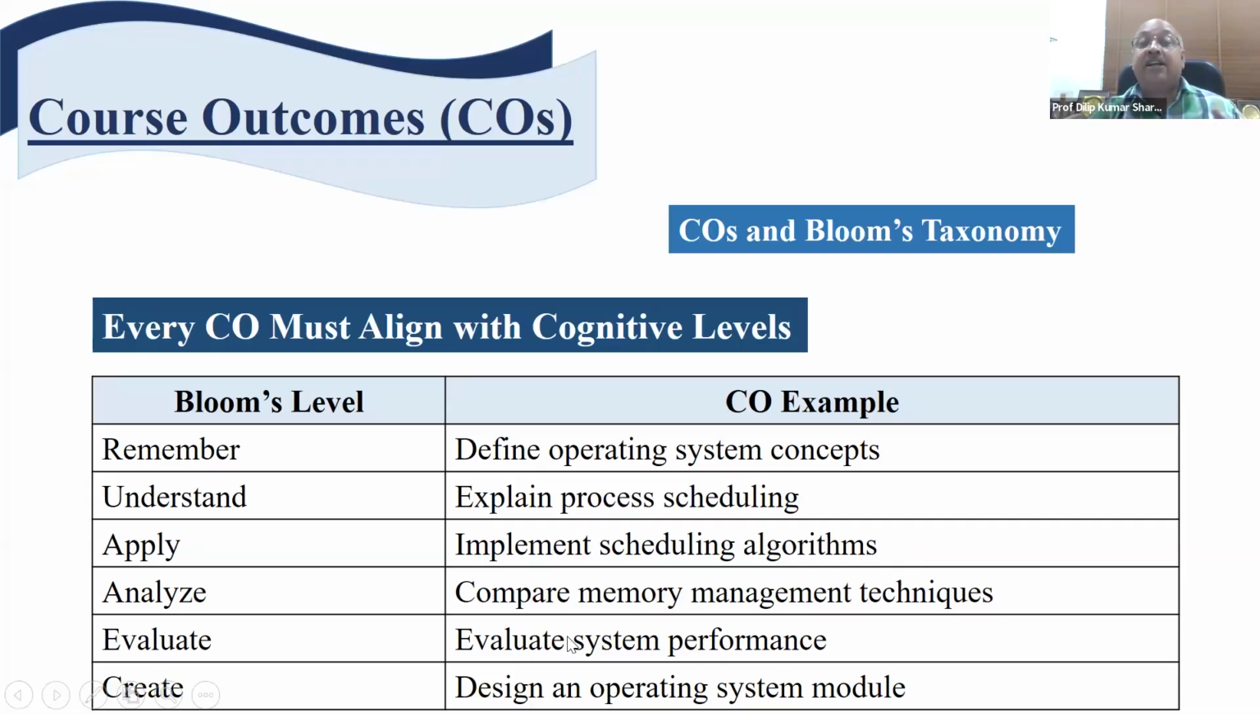Analyze is again a higher cognitive level: "Compare different types of memory management techniques." Then another higher level is evaluate: now you have to evaluate the system performance. Now the top level is create. Create is the applied one, like design an operating system module, design and develop something. That is the highest level of cognitive learning. So you can remember the Bloom's taxonomy levels: create, evaluate, analyze, apply, understand, and remember. There are 6 levels.